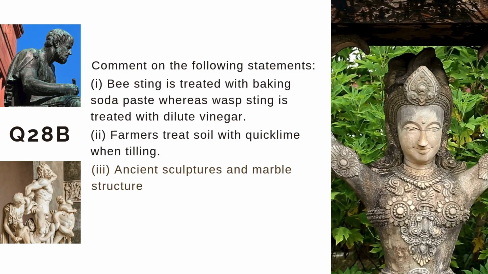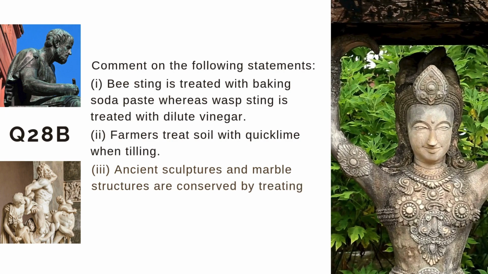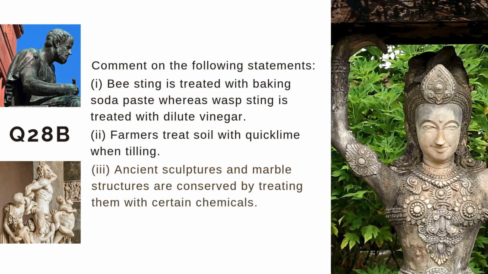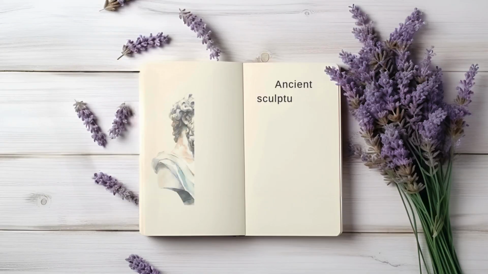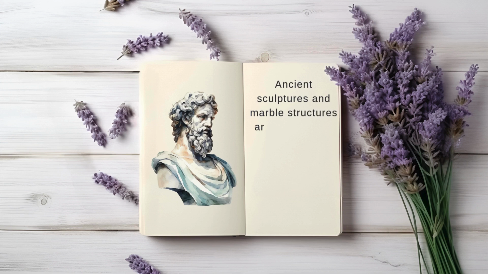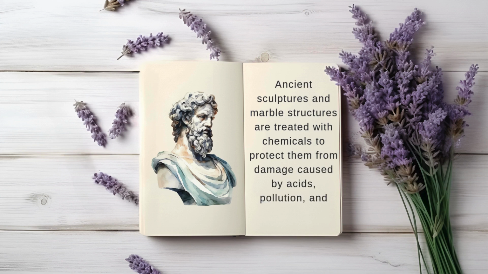Ancient sculptures and marble structures are conserved by treating them with certain chemicals. Ancient sculptures and marble structures are treated with chemicals to protect them from damage caused by acids, pollution, and biological growth.